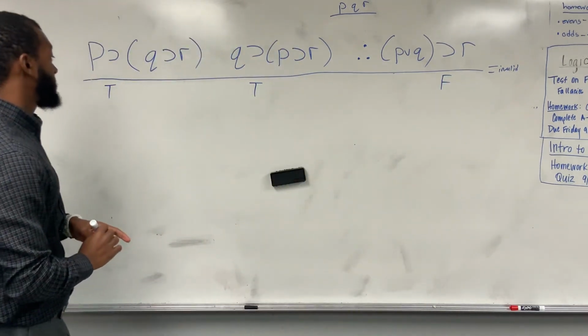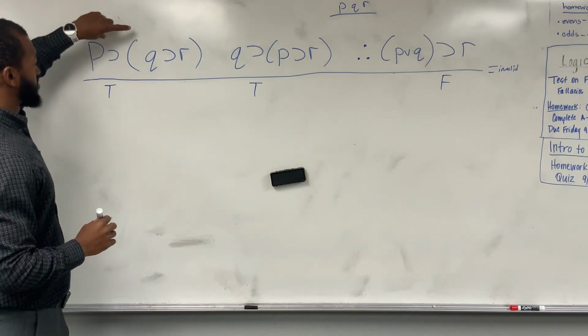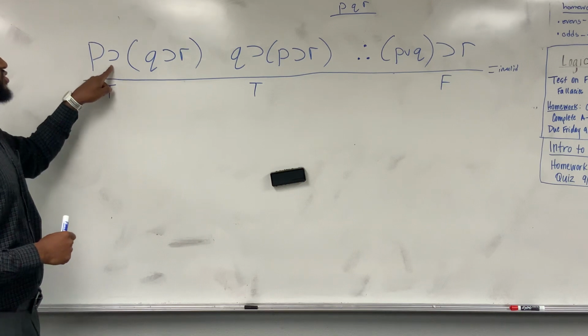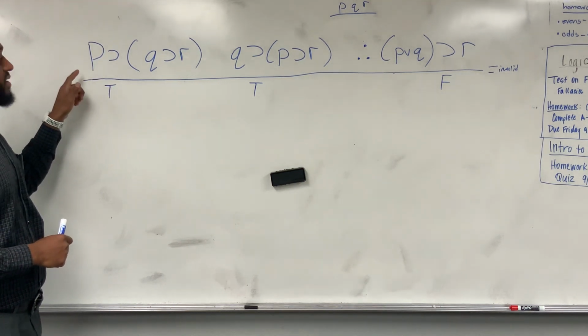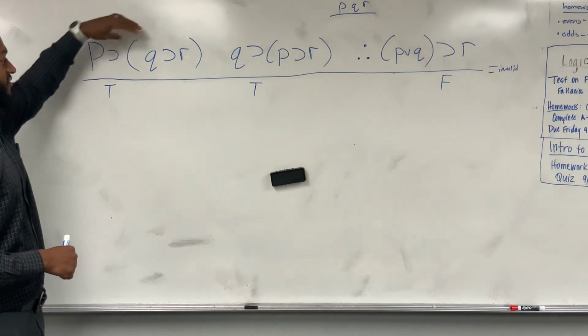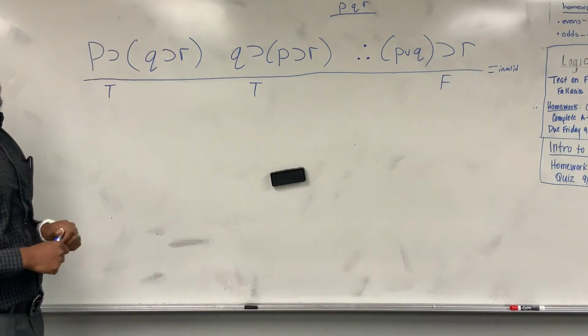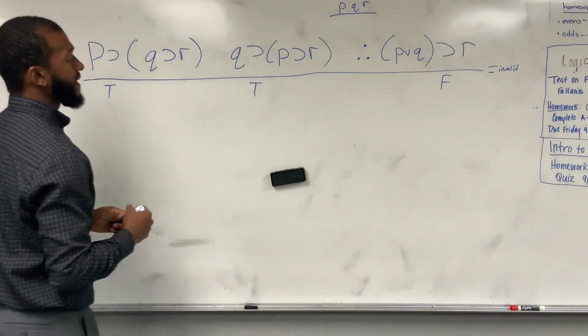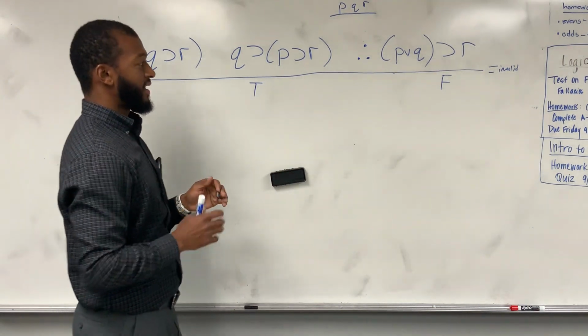You might be thinking, Mr. Steinbeck, isn't this two different premises? No, it's not, because in the conditional, there's an antecedent and then there's a consequent. The antecedent is the P, and everything in the parentheses is the consequent. So true, true, false.